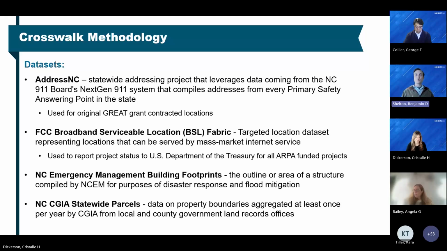It may have more locations than what the broadband serviceable location Fabric might have, because that FCC data set is a more narrow data set that's supposed to represent only locations that are serviceable by mass market internet service. It takes out all the vacant lots and barns and outbuildings, supposedly, to be more focused on those broadband serviceable locations. So those are the 2 location data sets, but to translate between the 2, we use the North Carolina Emergency Management Building Footprint data set.